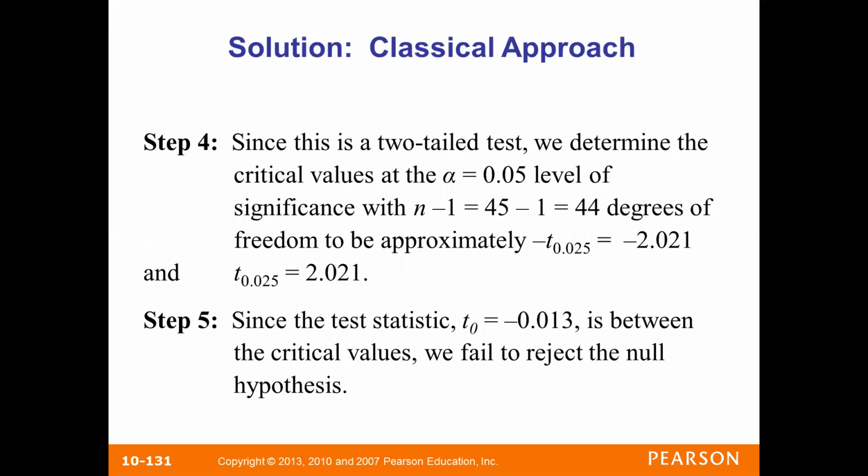Because it's two-tailed, we know we have to split that 5% into two tails, so that means we're going to be looking at 0.025. So we're going to go to the 0.025 column in the table, and we'll go to the 44 row.